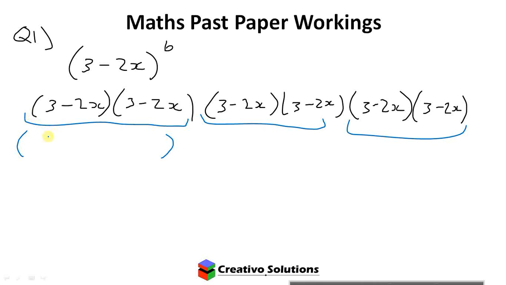3 times 3 is 9. Minus 2x times 3 is minus 6x. Minus 6x minus 6x is minus 12x. Minus 2x times minus 2x is plus 4x squared. There's the term, see? And now I can just write that down again.